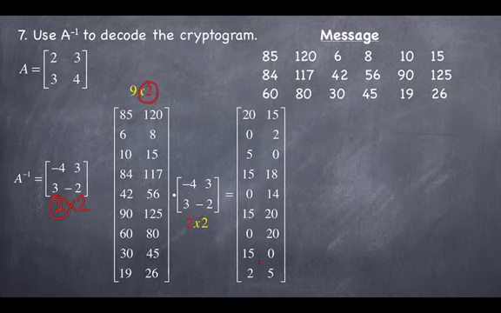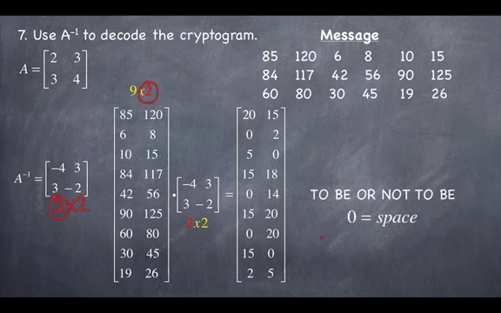Then at this point, I can decode the message because now I use the alphabet. And it says to be or not to be. And again, zeros represent spaces. Let's move on to the last one.